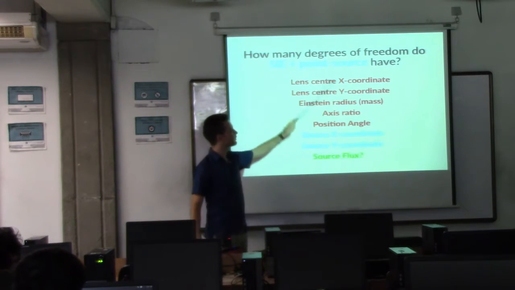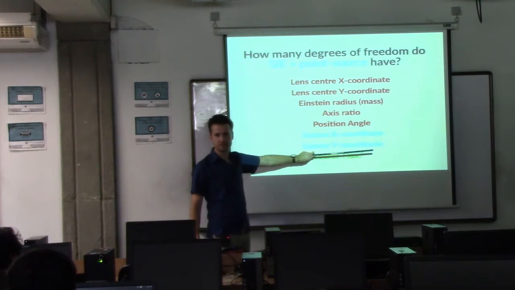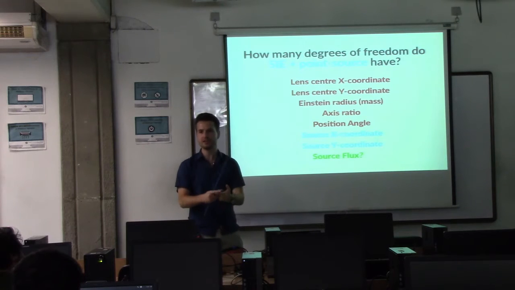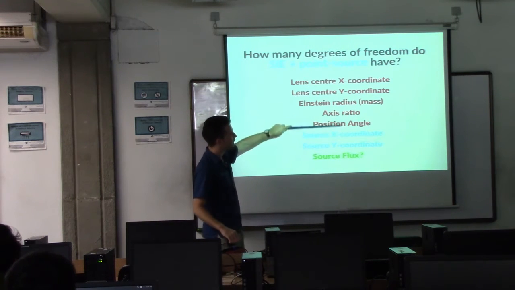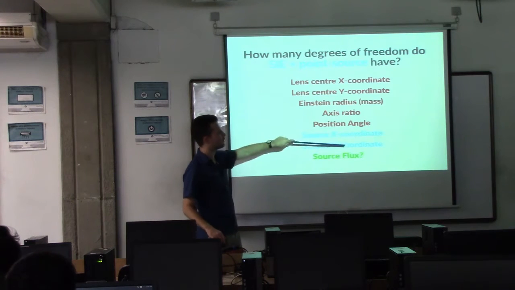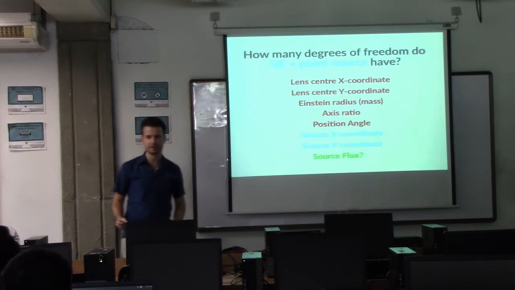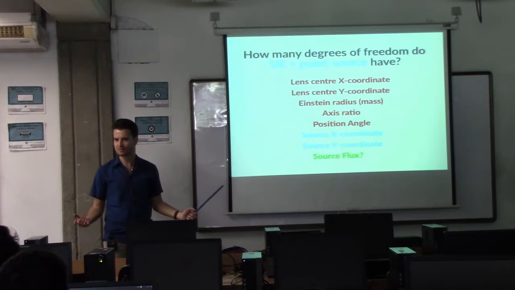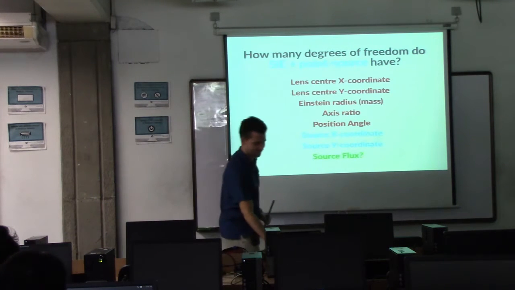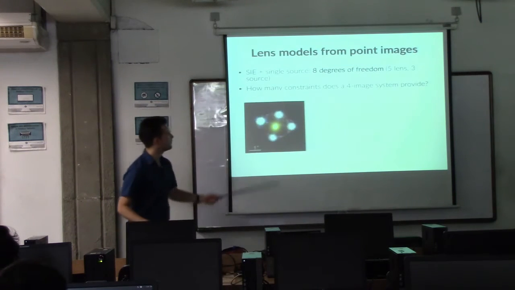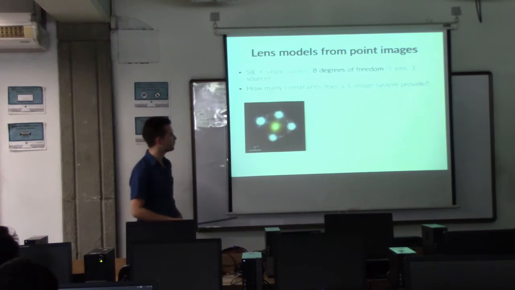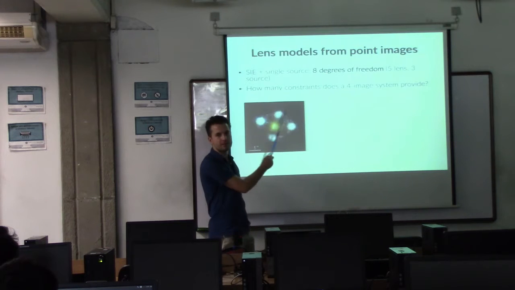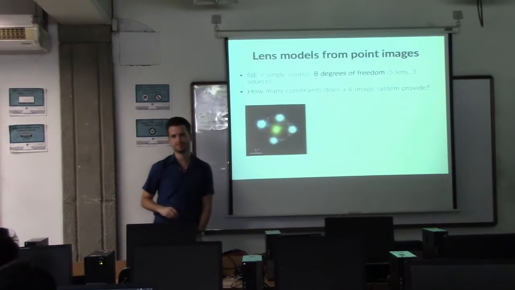Normally for point-like sources, you will discount this because it's very sensitive to obscuration, to any intervening mass. But we have these standard 7, maybe 8 degrees of freedom we need to constrain. Do we have enough constraints? So let's keep 8 degrees of freedom. Here we have the 4 image system we saw before. So how many constraints do we have?